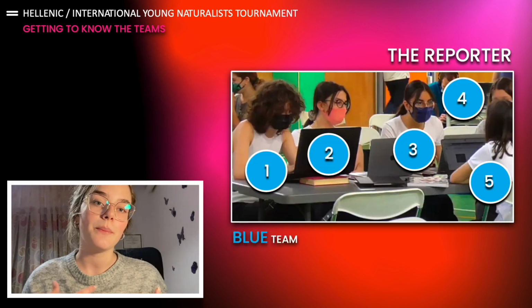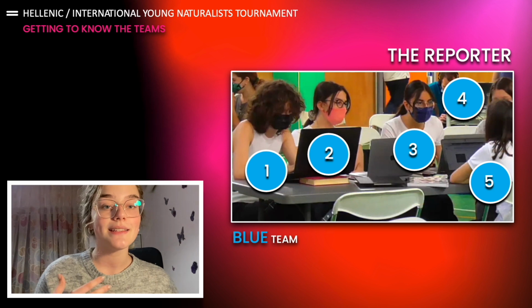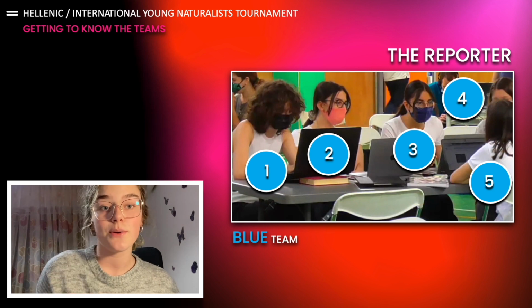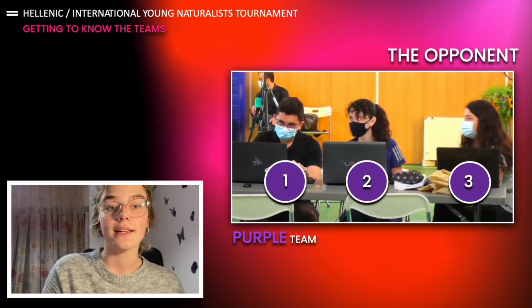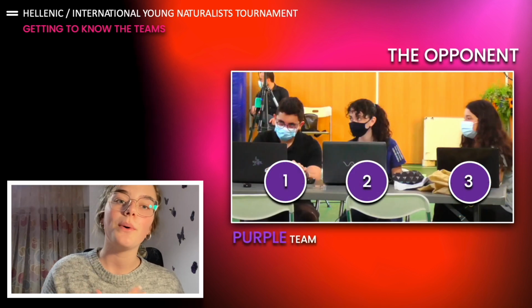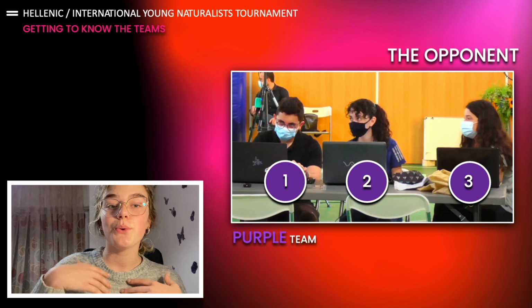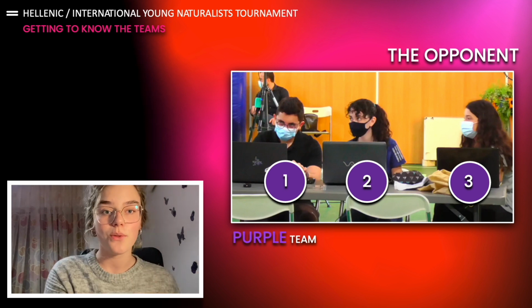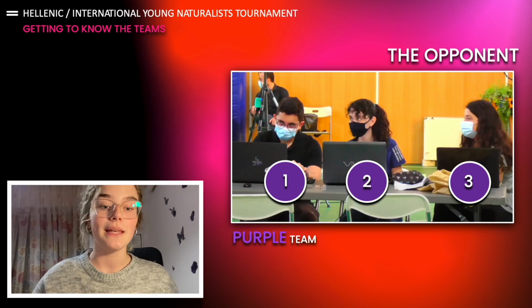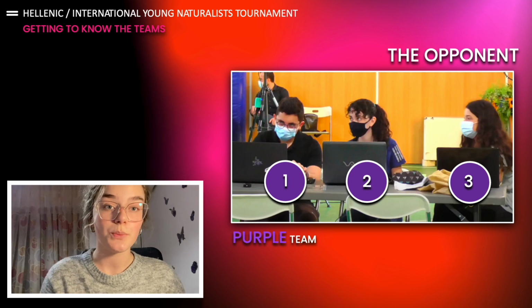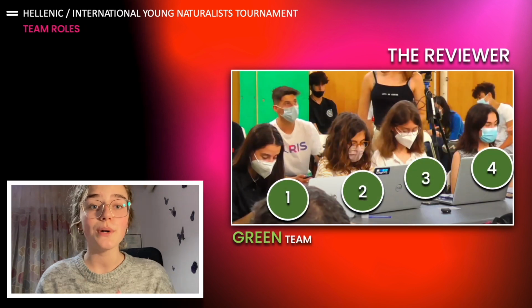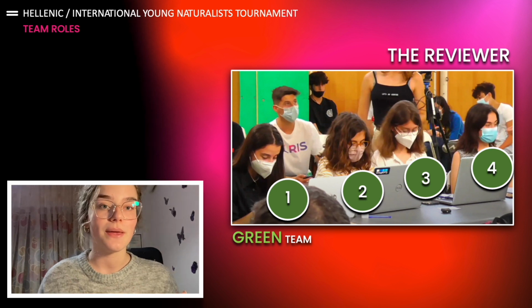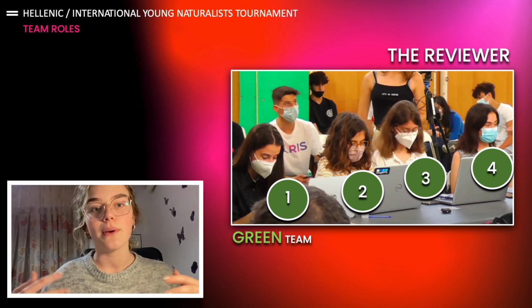The blue team in the particular stage that we will be seeing is going to be the reporter, meaning the one that's going to present their solution to a certain problem. The purple team, on the other hand, is going to be the opponent, meaning the one who's going to oppose, to criticize and evaluate the solution to the problem that the reporter, meaning the blue team, is going to present. And finally, we have the green team, which in this particular fight is going to be the reviewer, meaning the one that evaluates both of them.